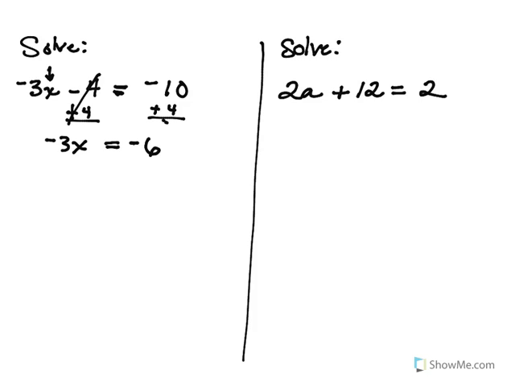So I still need to get the x isolated. So that means the negative 3 needs to relocate to the other side of the equal sign. And so in order for me to separate a multiplication, I'm going to do the opposite operation, which would be to divide. So I'm going to divide by negative 3. So we get x equals 2.